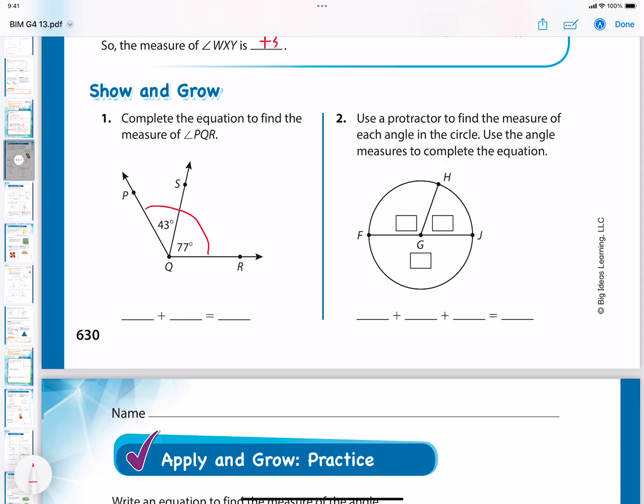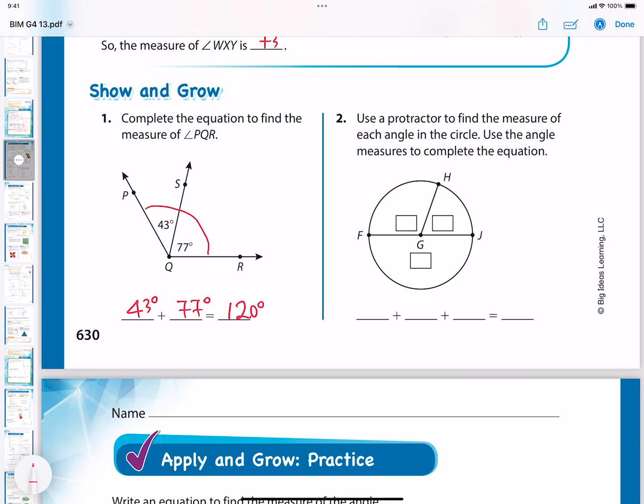So here, complete the equation to find the measure of what? Angle PQR, which is what? 43 degrees plus 77 degrees, which is what? 120 degrees. Because we know 3 plus 7 is 10, and 1 plus 4 plus 7 tens, right? That's going to be 12 tens.